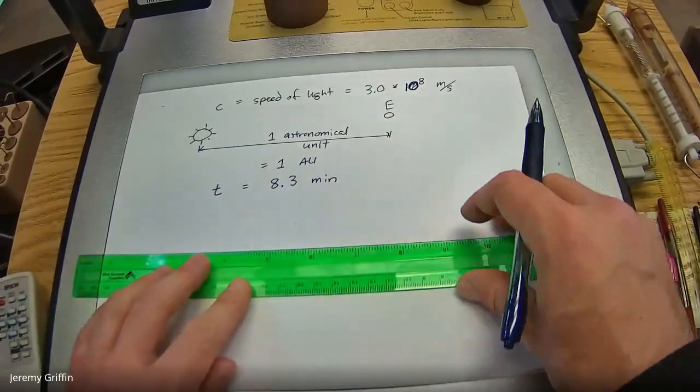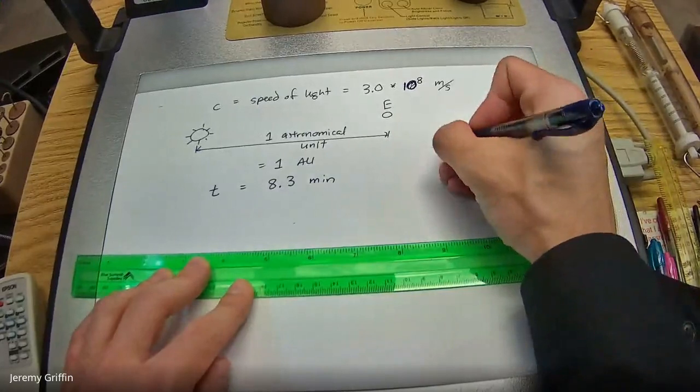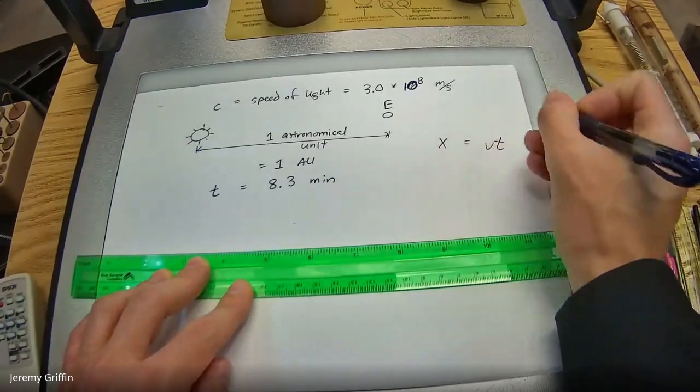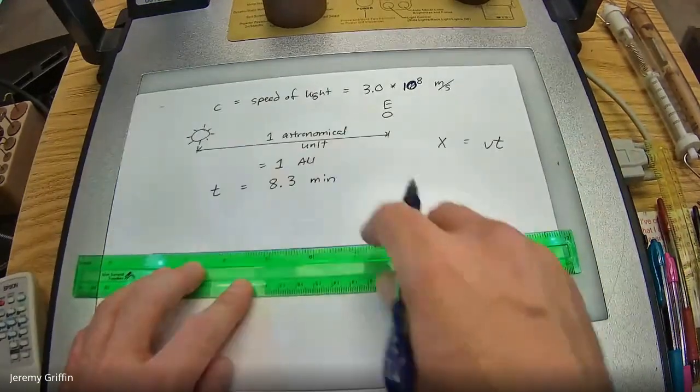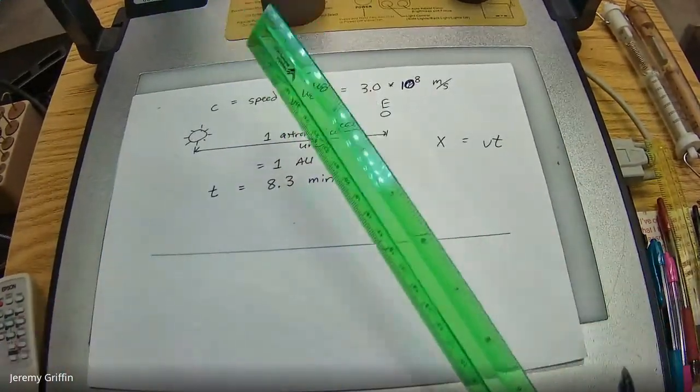I'll give you guys a hint. I'm going to start. You can either do this, or you can do a dimensional analysis table, or maybe a little bit of both.